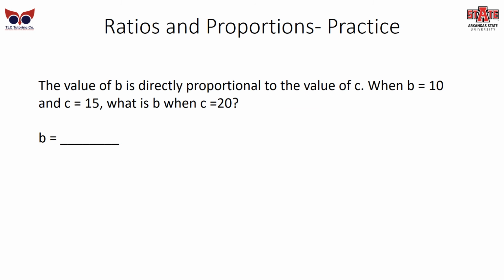So the value of B is directly proportional to the value of C. When B is 10 and C is 15, what is B when C is 20? So directly proportional means that when B goes up, C goes up.